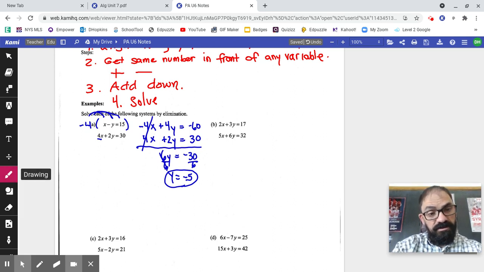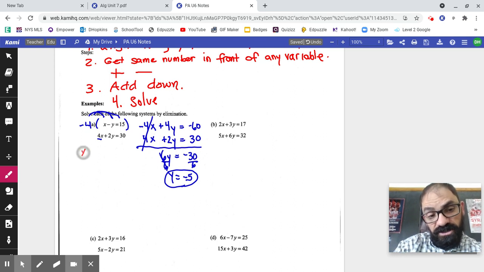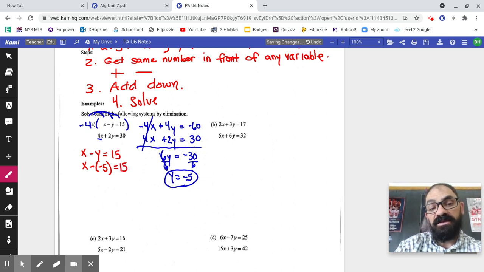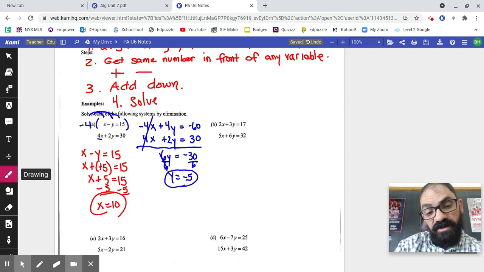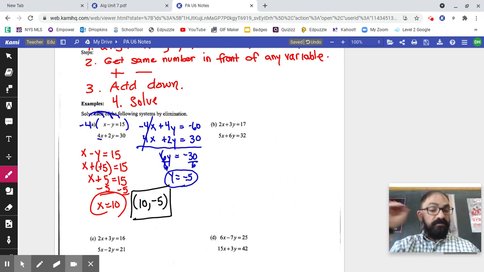I can plug it into either equation, just like before. If y equals negative 5, I can solve for x. When I minus a negative, that means plus a positive. So essentially I have x plus 5 equals 15. And to solve for x, subtract 5. So if x is 10 and y is negative 5, my ordered pair is (10, negative 5). So if I was to graph those two lines, they would intersect at that point.